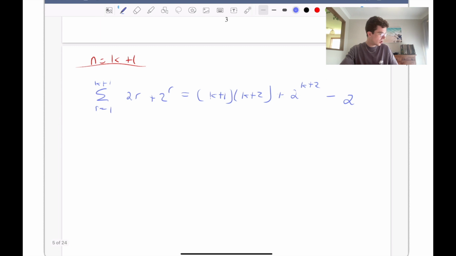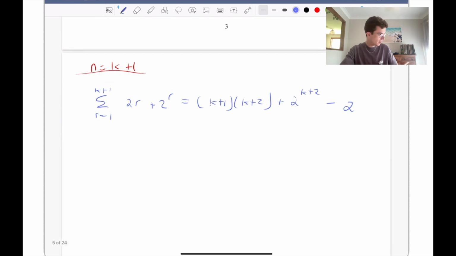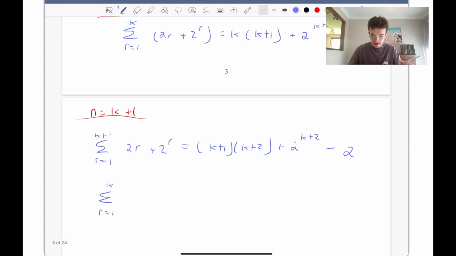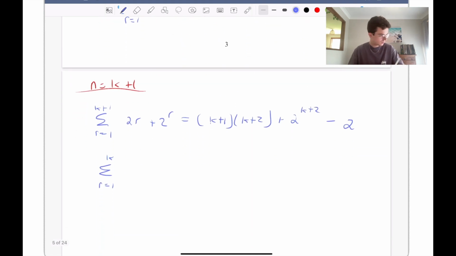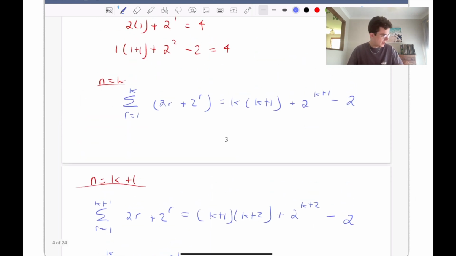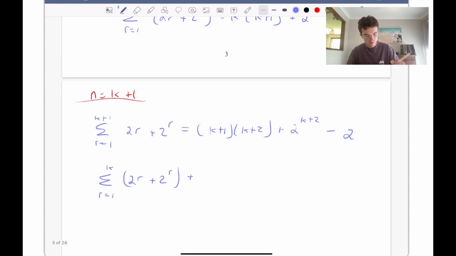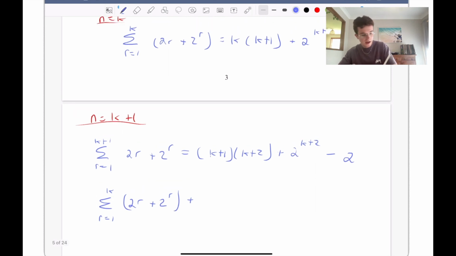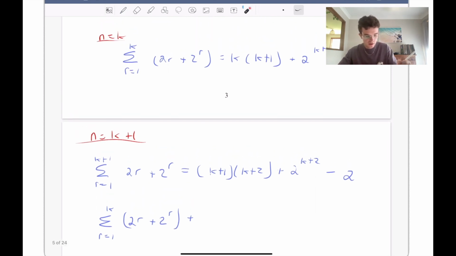Okay, now we know that the sum from r equals 1 to k is equal to 2 to the power of r plus 2r. That's from our assumption. And we're adding the k plus 1 term. So we've got the sum from r equals 1 to k of 2r plus 2 to the power of r, but we want the sum to k plus 1, so we're just going to substitute in the next term, our k plus 1 term.